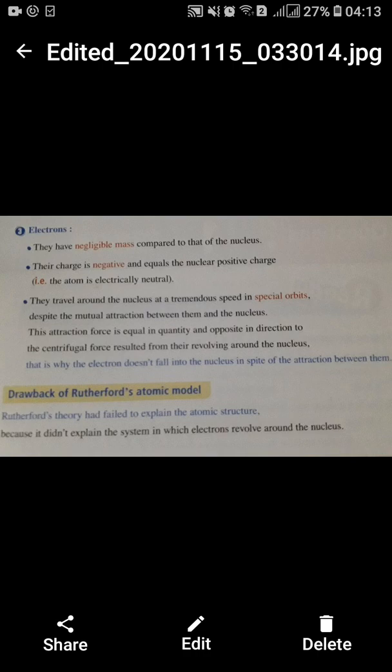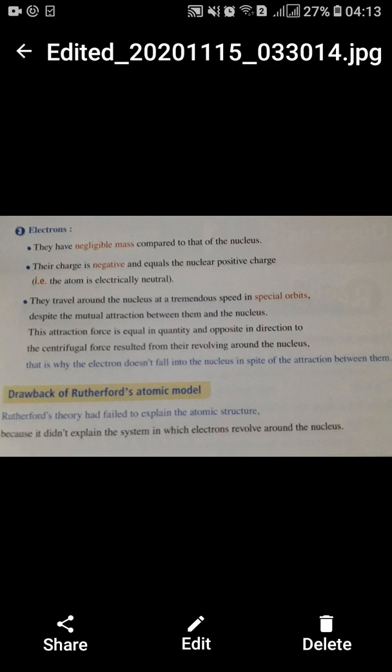This is why the atom is electrically neutral, because the number of positive protons equals the number of negative electrons. In addition, electrons travel around the nucleus at a tremendous speed in their special orbits, despite the mutual attraction force between the positive nucleus and their negative charge. But the disadvantage of this atomic model: Rutherford's theory had failed to explain the atomic structure.